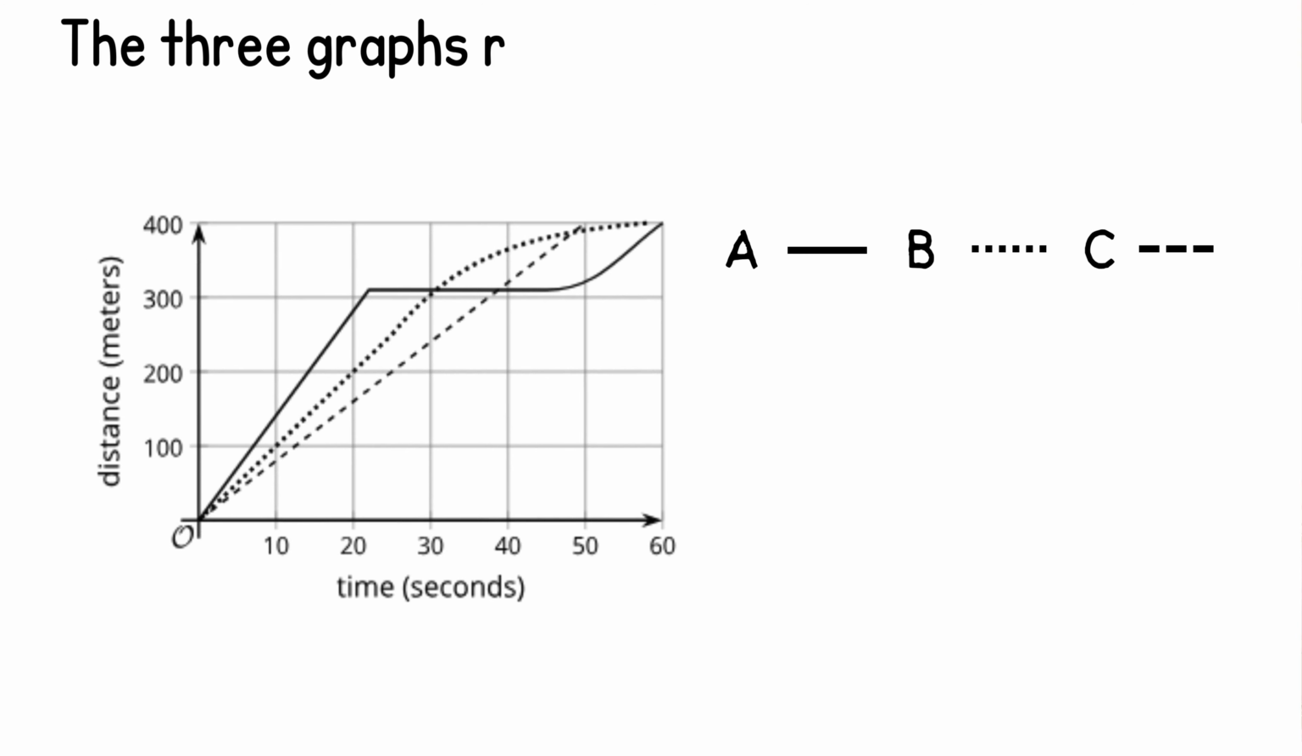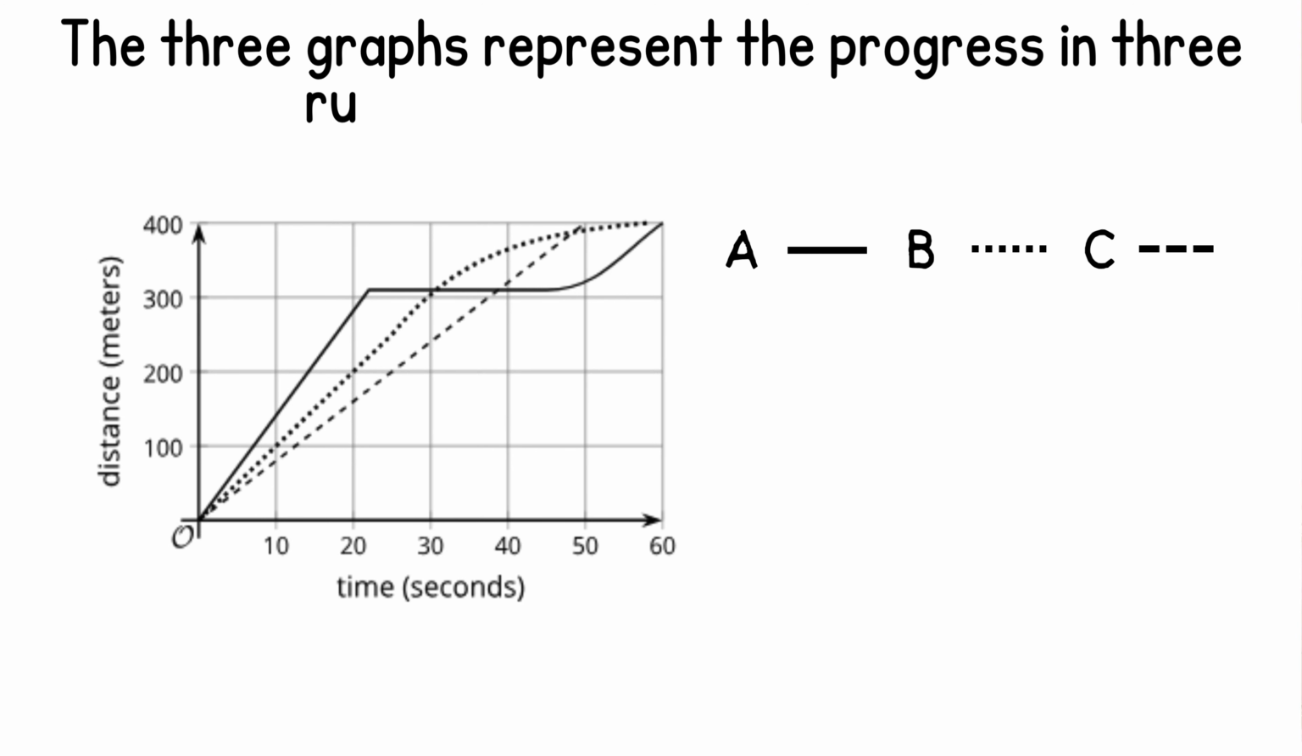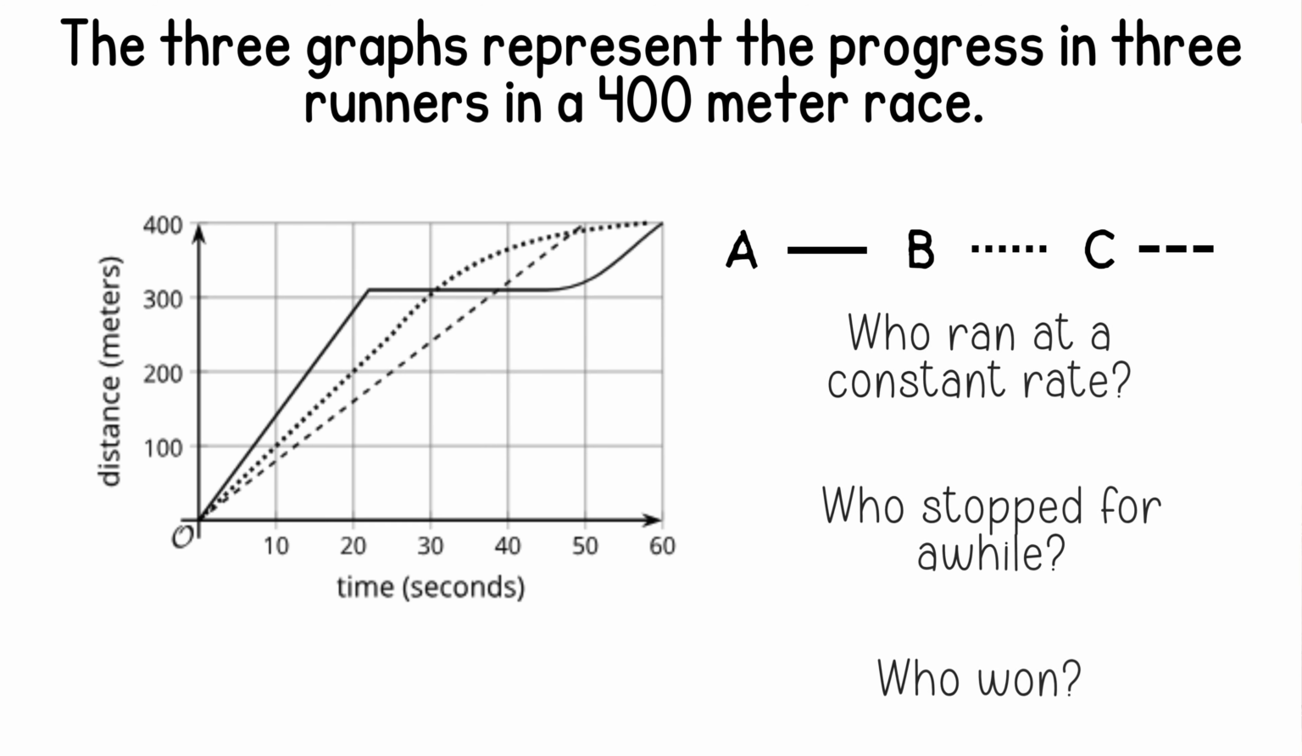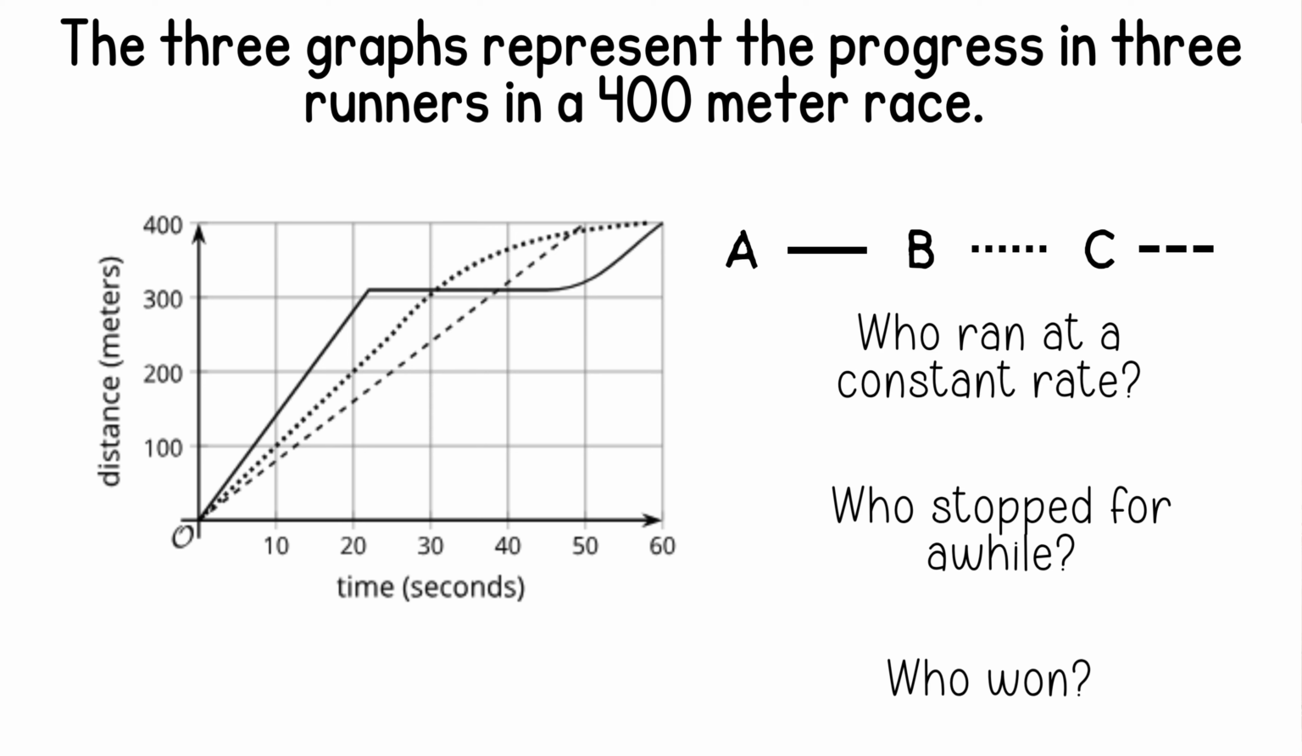The last example gives us three graphs that represent the progress of 3 runners in a 400-meter race. We can see that the solid line represents runner A, the dotted line represents runner B, and the dashed line represents runner C. Now we're going to answer these 3 questions based on the graph that we're given. We want to know who ran at a constant rate, who stopped for a while, and who won.